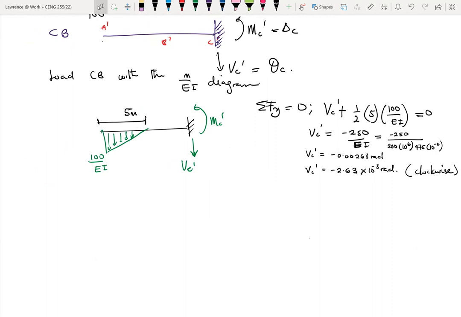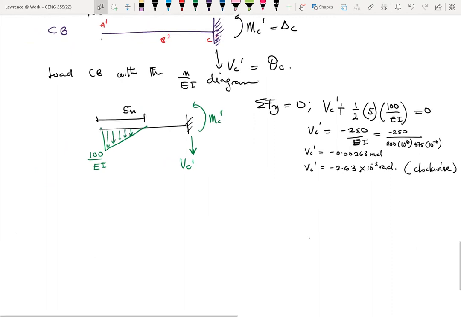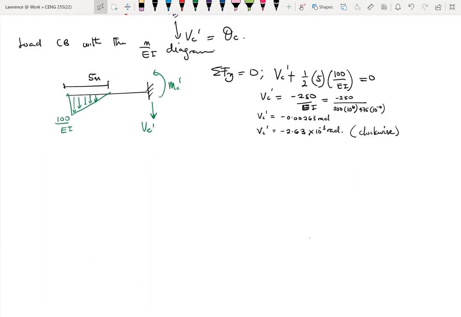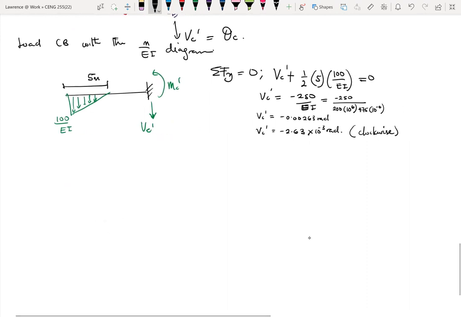All right, and that you should be able to state. Okay, now we need to find MC prime. To find MC prime, again, we could do summation of moment at C prime to be equal to 0. So we have, so we can see that the moment MC prime and then the load will be in the same direction.